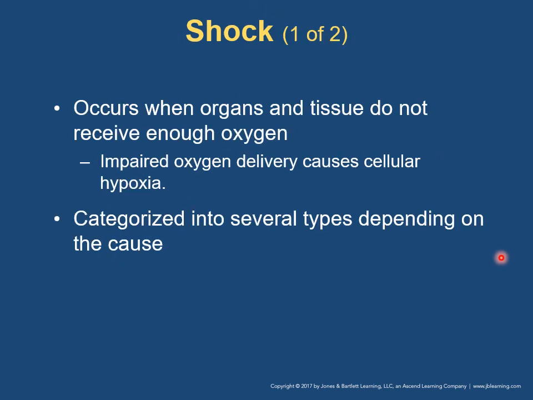Shock is the condition in which organs and tissue receive an inadequate flow of blood and oxygen, known as perfusion. So again, that's why we said hypoperfusion. This can occur due to inadequacy of the central or peripheral circulation. Impaired oxygen delivery causes cellular hypoxia, and that leads to anaerobic metabolism, lactic acid production, and organ dysfunction. Shock is categorized into several types depending on the cause.